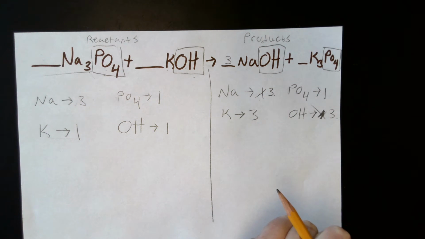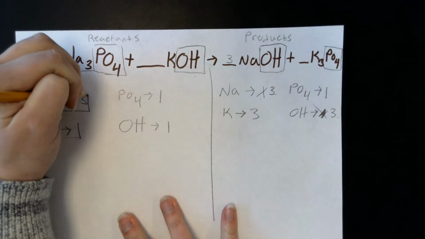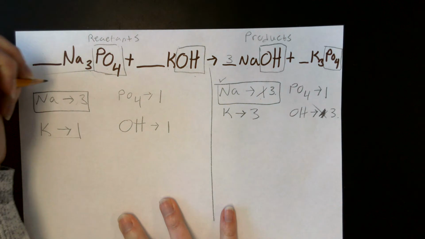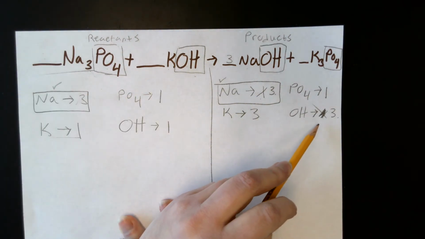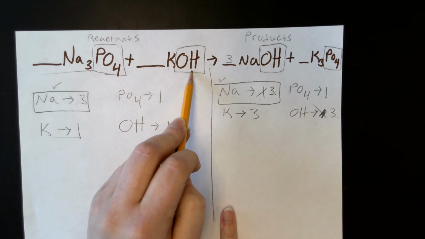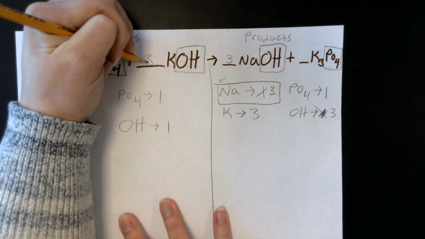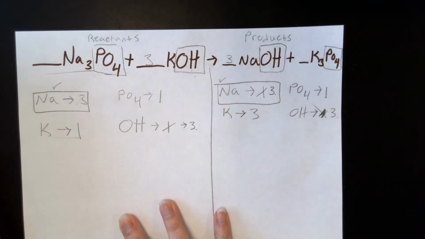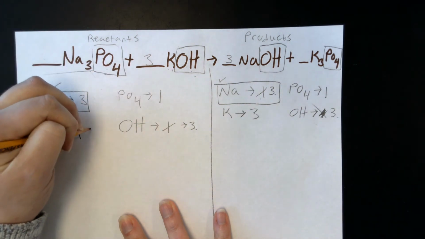Now we need to go back over here. So our Na is good for now. OH isn't. So we can try and change that. We need 3 of them, so try having a total of 3. That changes this to 3. But that also changes our K to 3.